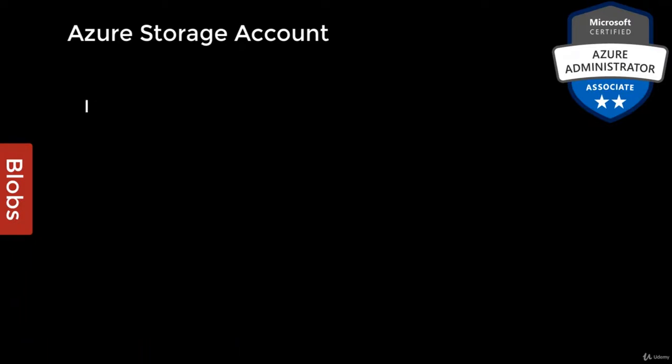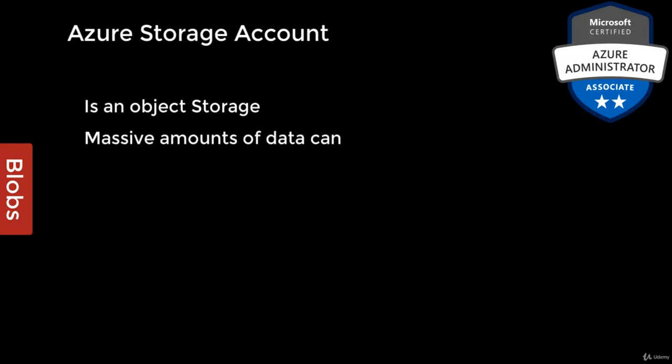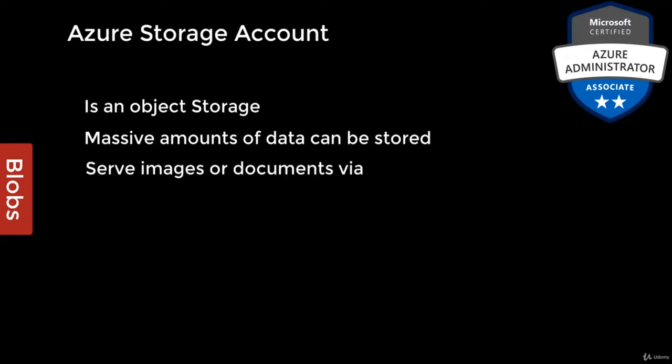Azure Blob Storage. Azure Blob Storage is Microsoft's object storage solution for the cloud. Blob storage is optimized for storing massive amounts of unstructured data, such as text or binary data. Blob storage is ideal for serving images or documents directly to a browser. So if you've got your website or your web application, you can keep your pictures, videos, images in the blob storage. Blob storage can also be used for storing files for distributed access.